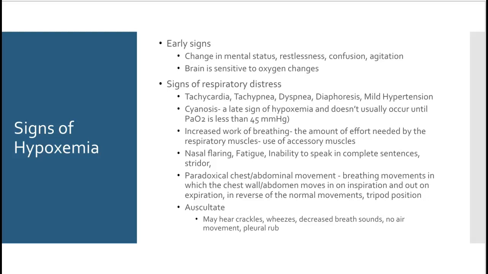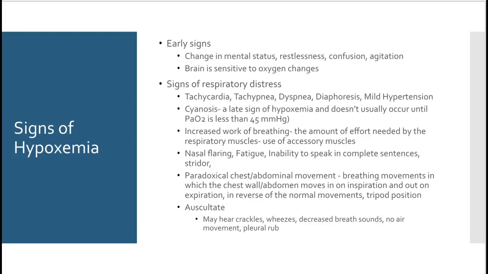Stridor, as we've talked about previously, is that upper airway, kind of that wheezing sound. But anytime you have upper airway stridor, that's a medical emergency as well. Paradoxical chest or abdominal movements, when the chest and abdomen move in on inspiration and out on expiration, in reverse of the normal movements that we would see. And the tripod position, we'll talk more about this with COPD patients, but that also usually is a way that somebody automatically tries to compensate when they're having difficulty.